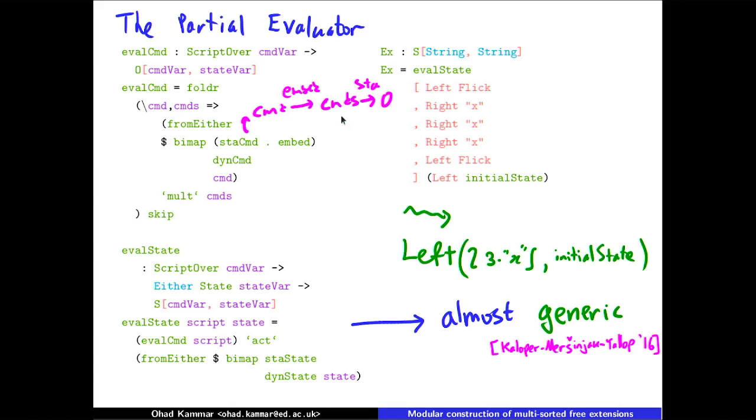Okay, so I implemented these two functions, and now we can evaluate this script on the initial state, and what we get at the end is the same initial state, but you also apply to it the abstract action x three times. But the flick disappeared. That's the point, right? I have flick in my script, but in the residual program, there's no flick. I optimize it away.